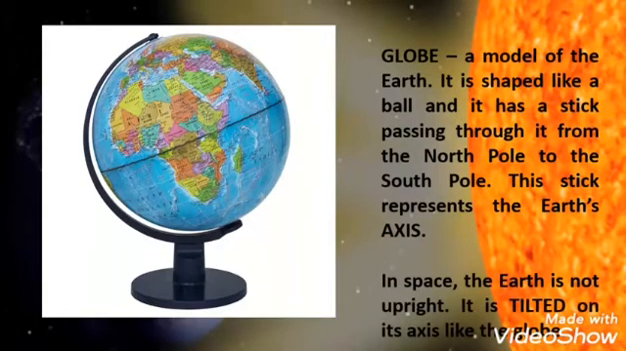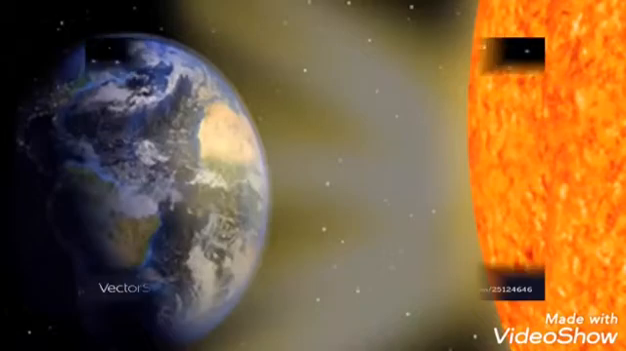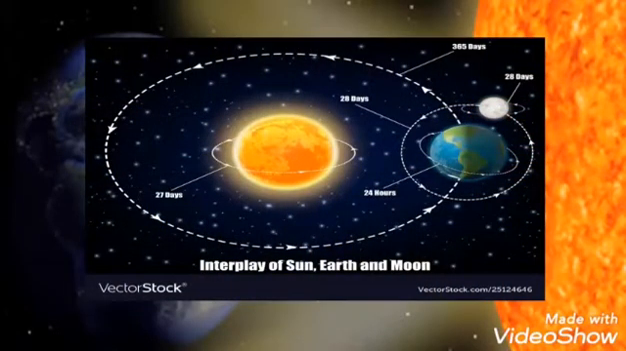In space, the Earth is not upright. It is tilted on its axis like the globe. The Earth spins on its own axis while also revolving around the Sun.